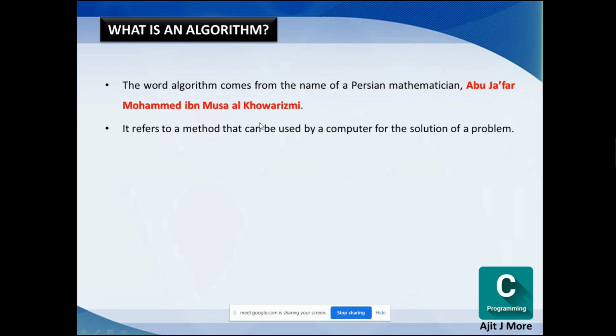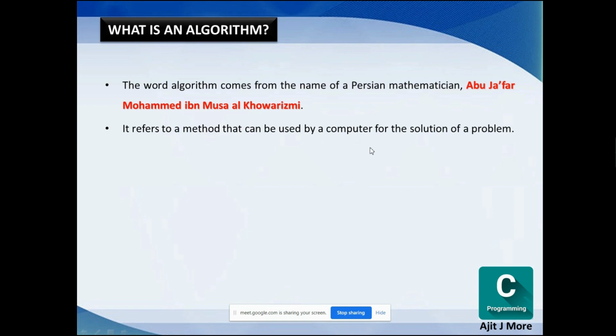And he said what? For finding any solution to the problem, write detailed steps. So what is an algorithm? It's a method which we can use to find a solution to a problem. Now I'm using the word computer because our subject is problem solving using computers. When he introduced it, computers were not there. But they might have used it in other fields, like kings might have used it for achieving strategies in their kingdom. So it can be used in our day-to-day life also.